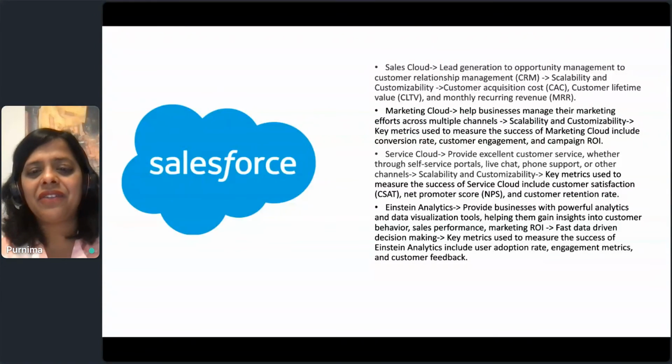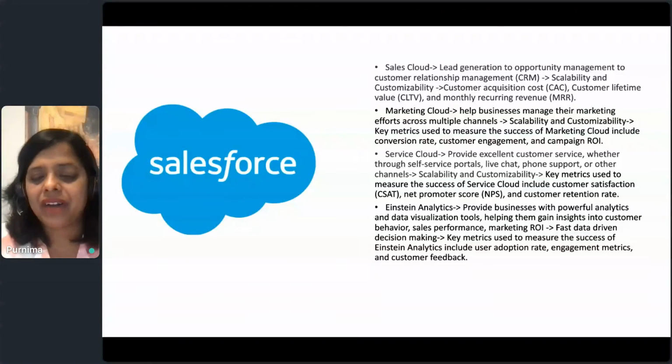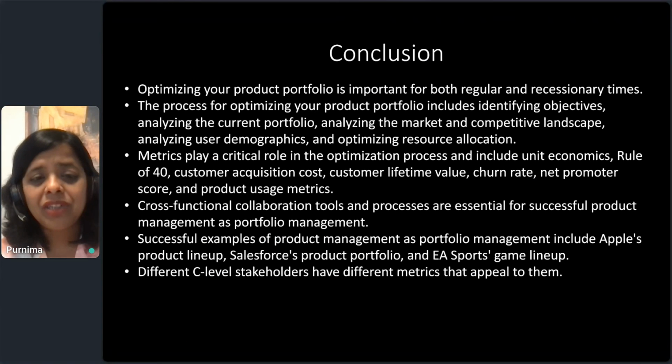It was literally the Eiffel Tower of analytics products at that point. So, what's my conclusion? The conclusion here is optimizing your product portfolio in both regular and recessionary times is absolutely important. That is the main goal of you having a product team or a product director or a CPO in place, and you're constantly going to be asked about it.